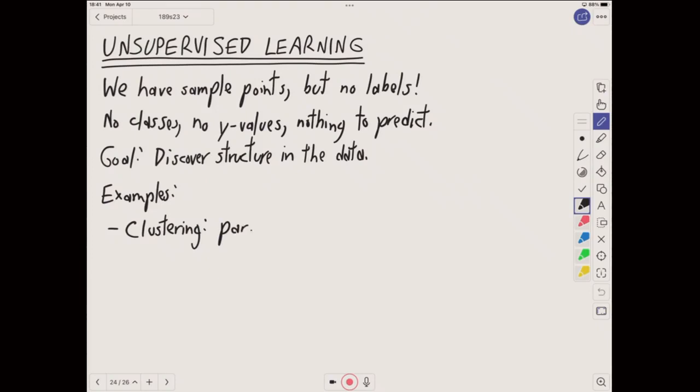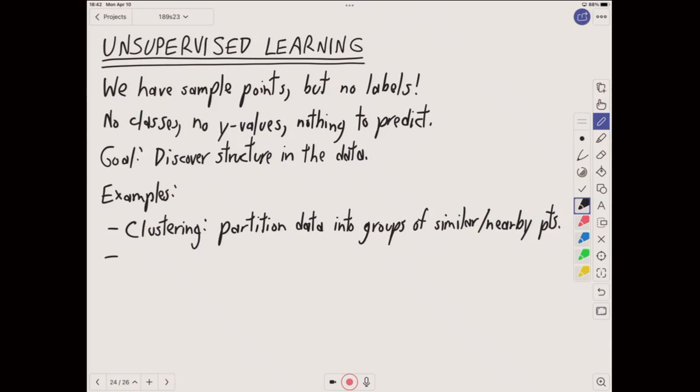Clustering is when you want to take your data and partition it into groups. Typically, the groups are each made up of similar data points. Or, to put it another way, points that are close to each other. And we'll talk about clustering on Wednesday.